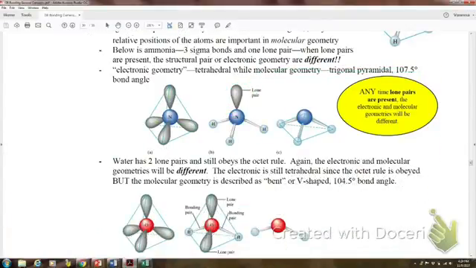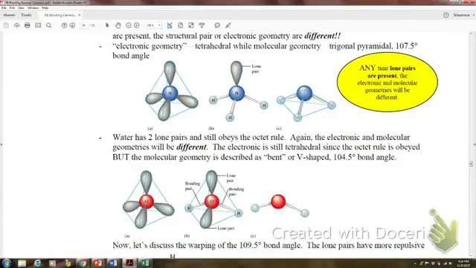Water has 2 lone pairs, so it still obeys that octet rule, got 8 around it. Again, because it has 4 areas of electron density, the 2 bonds and the 2 sets of lone pairs, its electronic geometry would still be tetrahedral, because it's obeying the octet rule, but its molecular geometry is bent. Okay?